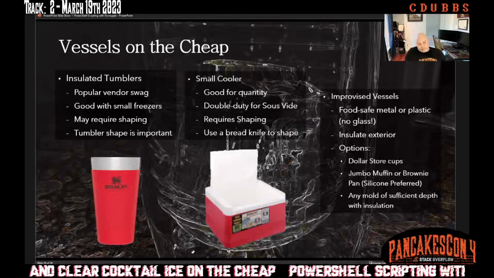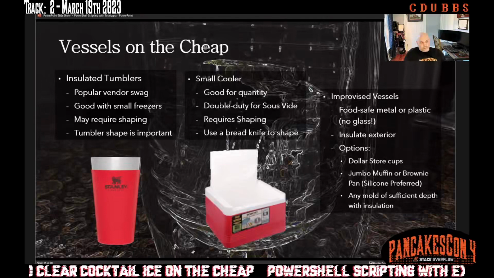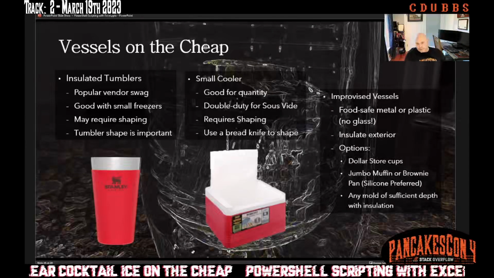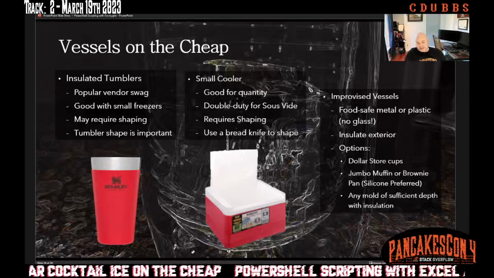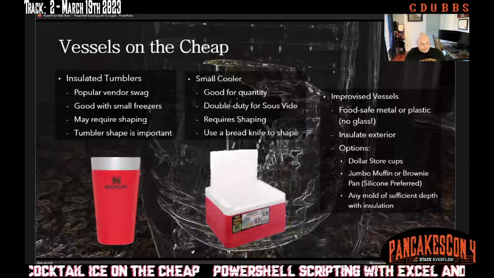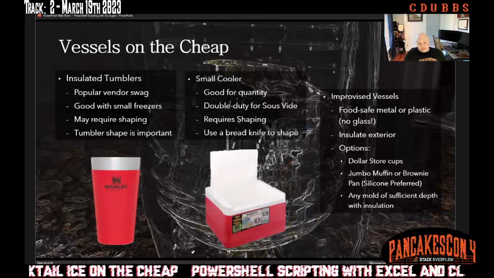The tumbler shape is really important. A lot of them have a slight taper to them. If it tapers down as it gets closer to the neck, it's going to be very difficult to get the ice out. You're going to have to end up melting quite a bit of it to get it through the smaller opening. The best thing for volume is a small cooler.